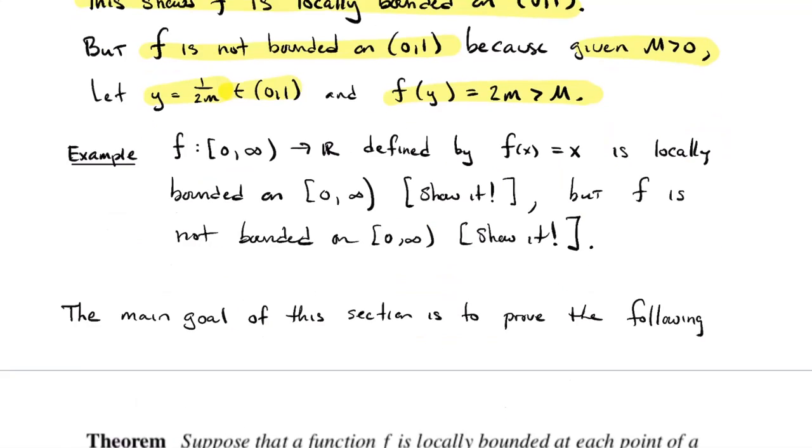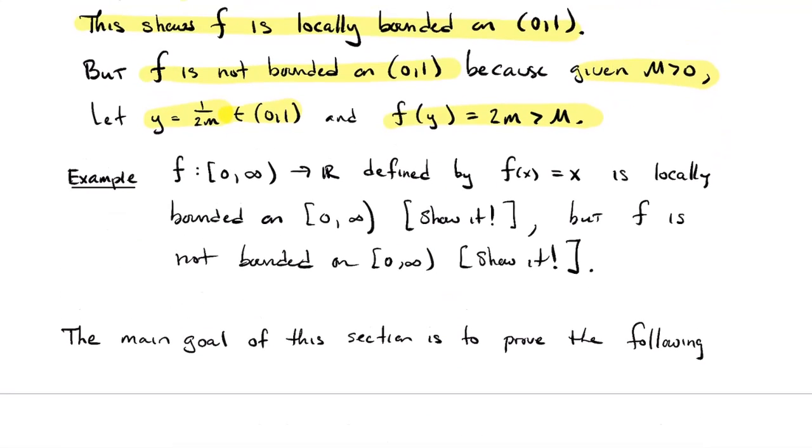Okay. Let's look at one more example. I'm going to leave most of the details here to you. If you take the function on the interval from 0 to infinity, that is a closed set. The interval from 0 to infinity, including 0, is closed. Its complement is the open interval from minus infinity to 0, which is an open set. So the set is closed. And take the identity function on it. That's locally bounded.